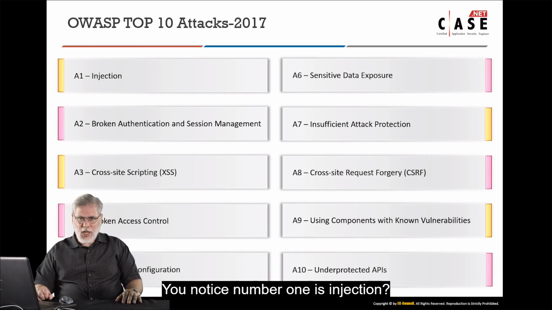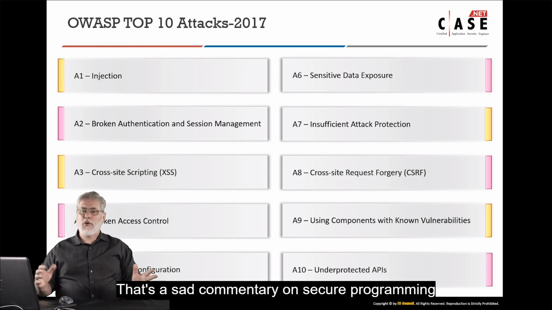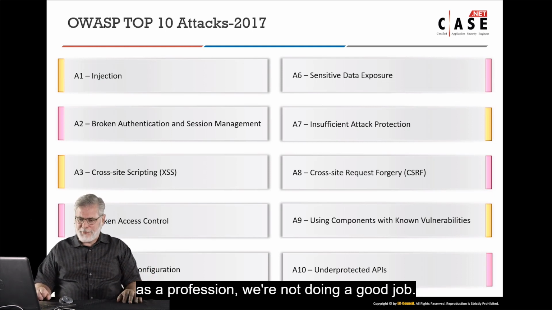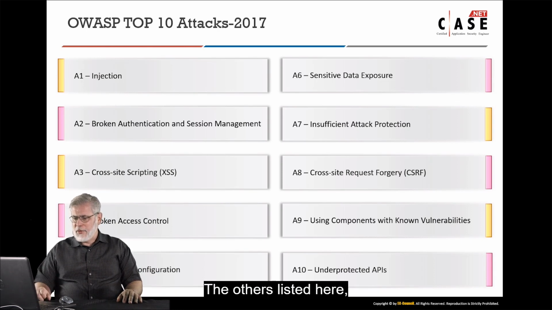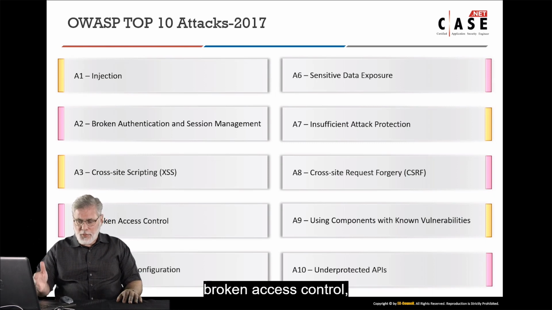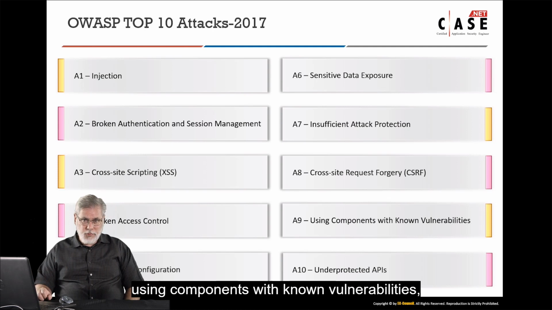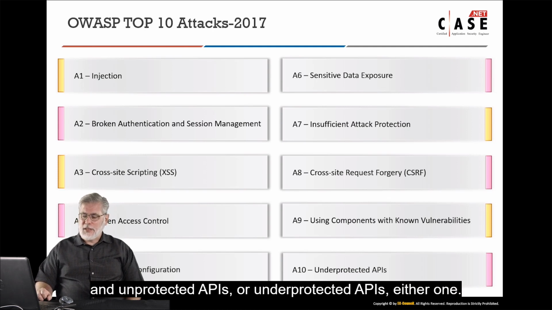You notice number 1 is injection. Well, that was number 1 in 2013 and 2010 as well. That's a sad commentary on secure programming as a profession. We're not doing a good job. The others listed here: broken authentication and session management, cross-site scripting, broken access control, security misconfigurations, sensitive data exposure, insufficient attack protection, cross-site request forgery, using components with known vulnerabilities, and unprotected APIs or underprotected APIs, either one.